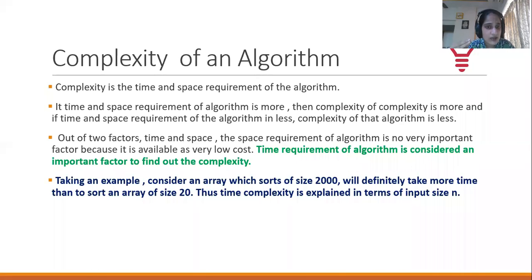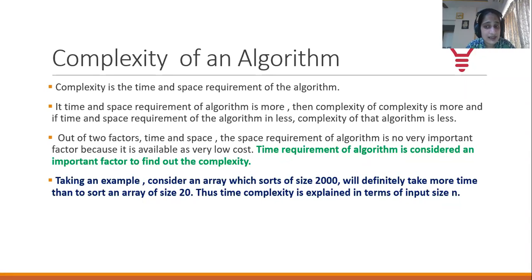So what we are trying to tell here is how complex the algorithm is, and how we are going to define it. If the algorithm is going to take a large amount of space and a large amount of time, then we will say this algorithm is very complex. And if the algorithm is taking less space and less time, then it is less complex. Of these two factors, the space requirement is not very important because it is available at very low cost. If you want to migrate from 1 GB to 2 GB, it's not going to cost you a lot.